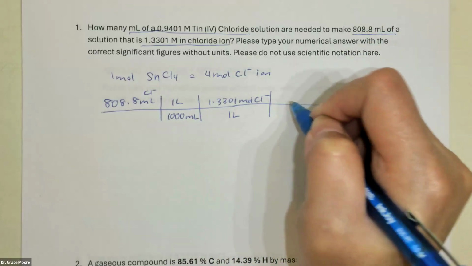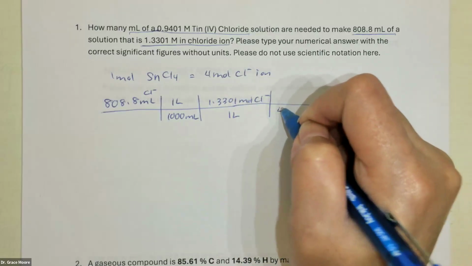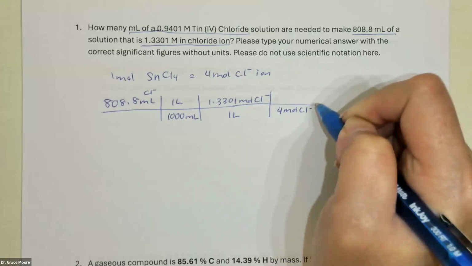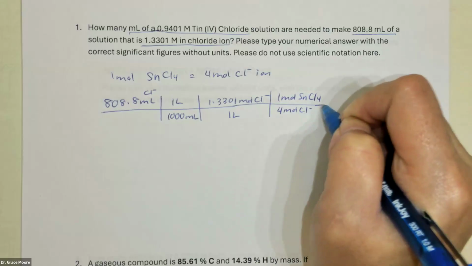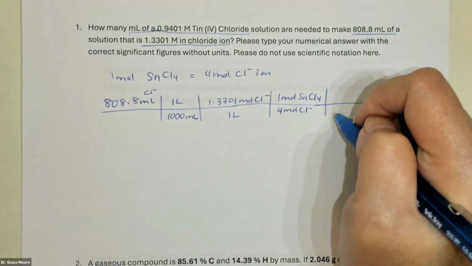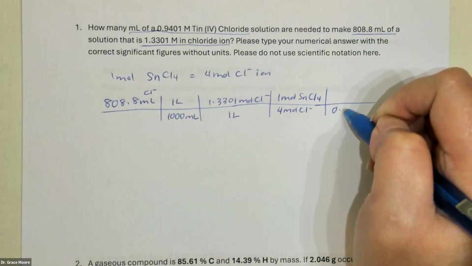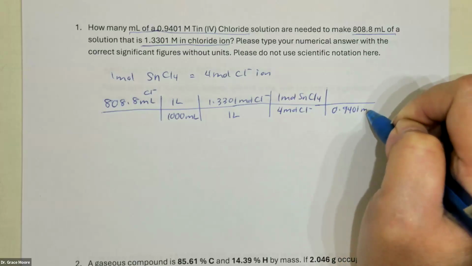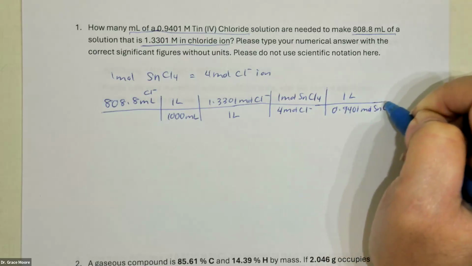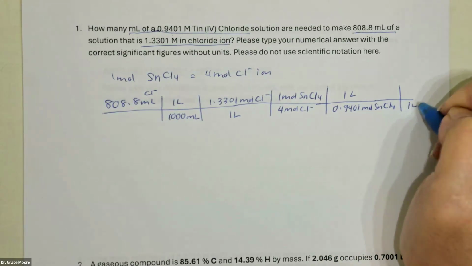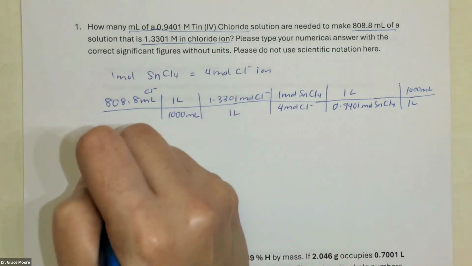And then I also know the mole ratio. I want to get rid of the chloride, so the mole ratio will go 4 moles of chloride ion is to 1 mole of SnCl4. And then after that, I know the molarity of SnCl4 is 0.9401, that means it's 0.9401 moles of SnCl4 to 1 liter. And then I can go 1 liter is 1,000 milliliters. That should give me the answer.